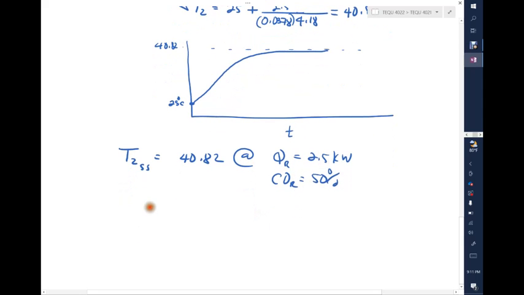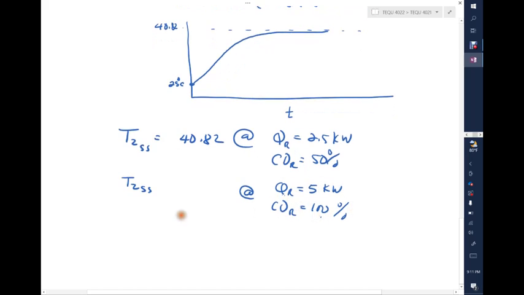Now the question is, what's going to be T2SS when you adjust QR, let's say COR equal to 100%? If you adjust that to 100%, QR will be at the maximum, and that's 5 kilowatts. On the other hand, you can also get another T2SS when you adjust COR to 0%, which means QR will be 0.